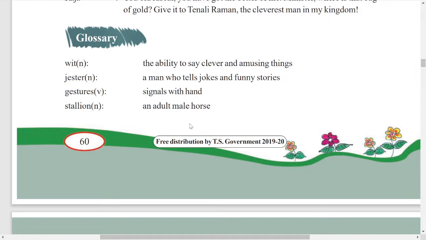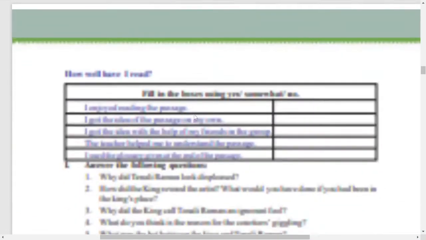Wit. Wit is a noun, and also wit is the ability to say clever or amusing things. That means being knowledgeable or having more wisdom. Next, jester is a kind of joker, simply. A man who tells jokes and funny stories. Gestures are signals with hand, like hand movements, signaling with hands and all. Next one, stallion is an adult male horse, called a stallion.